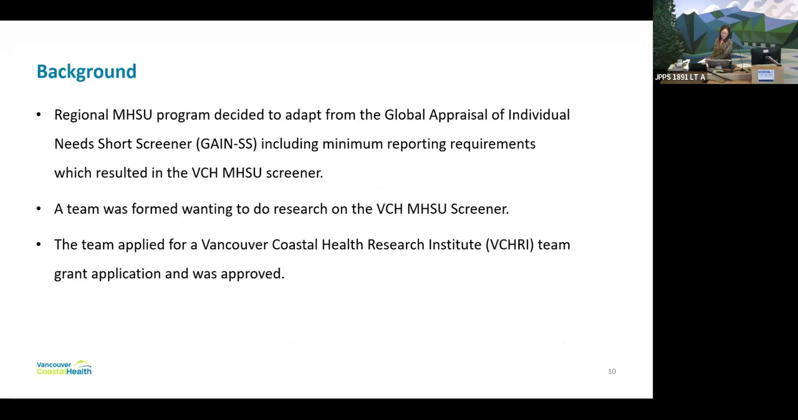So what happened was that the Regional Mental Health and Substance Use Program decided to adapt from the GAINS SS, or the Global Appraisal of Individual Needs Short Screener, which is a validated tool. What they did was that there was an existing substance use assessment tool that was found in Paris and EMR, so these are the clinical information systems used in community settings, adapt from there, add additional questions with respect to mental health and substance use, and then they called it the VCH MHSU screener.